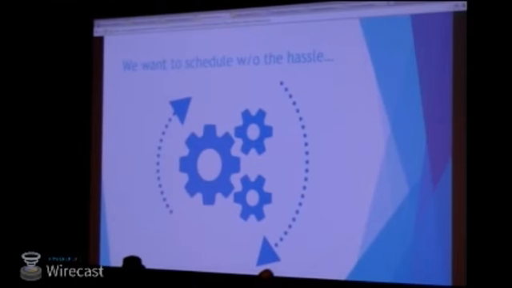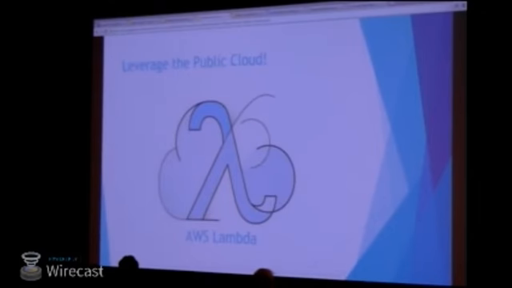Okay, so we have our cool little script, and we want to deploy it and run it daily. But we really don't want to set up a server in our local institution to do this. So what do we do? We can leverage the public cloud. For this example, we used AWS's Lambda, which lets you upload your code and then runs it for you on AWS's infrastructure.